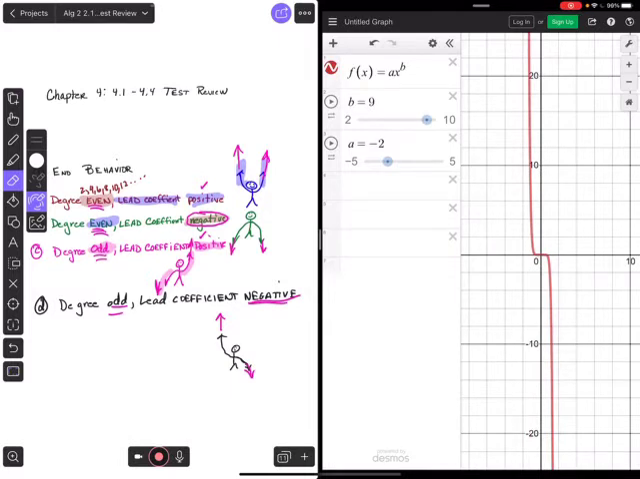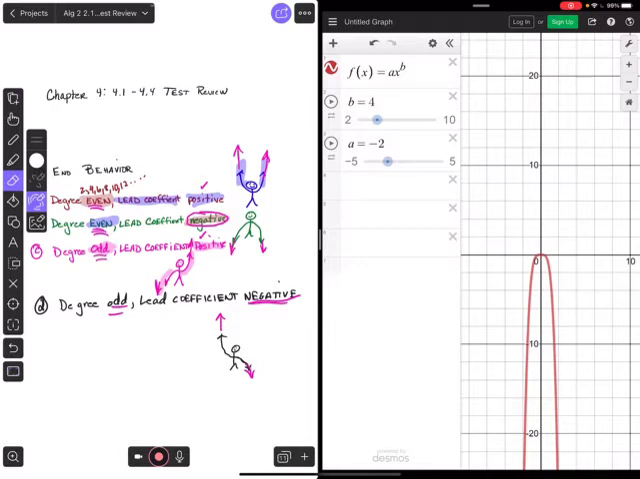Negative lead coefficient says the right-hand side goes down first. Another odd exponent, right-hand side goes down first. Odd exponent, right-hand side down first. Even exponent, right-hand side down first. But now the left-hand side also goes down because it's even.